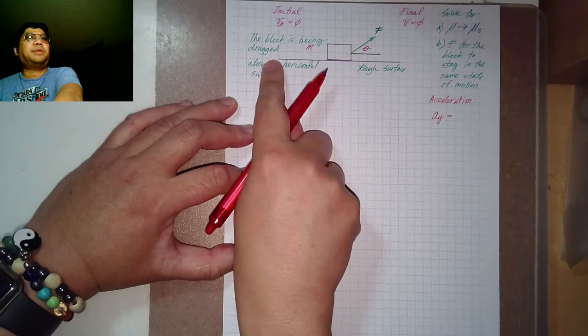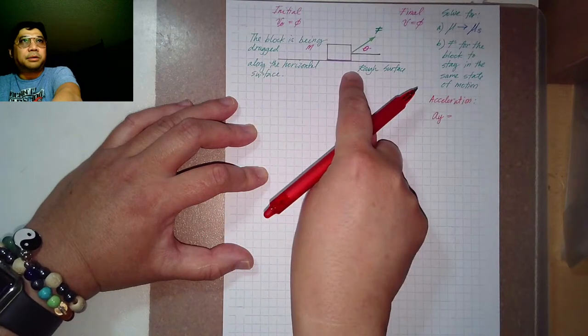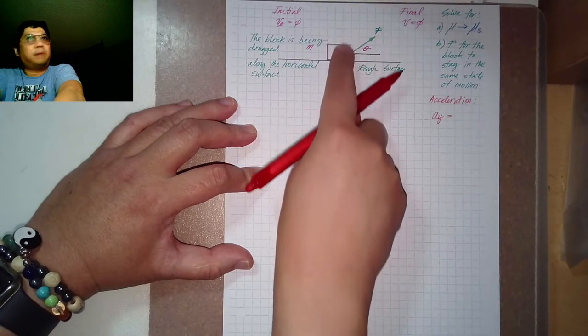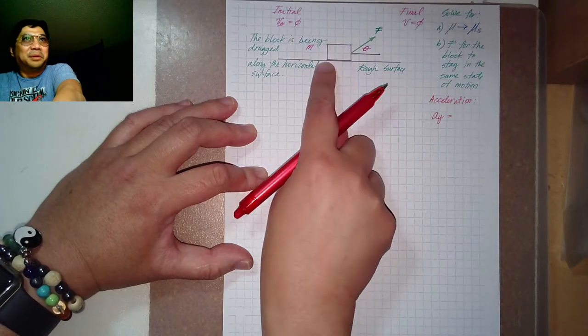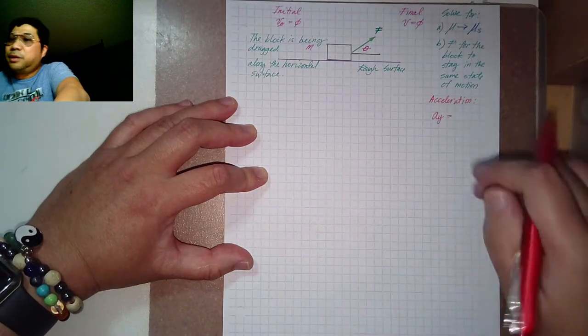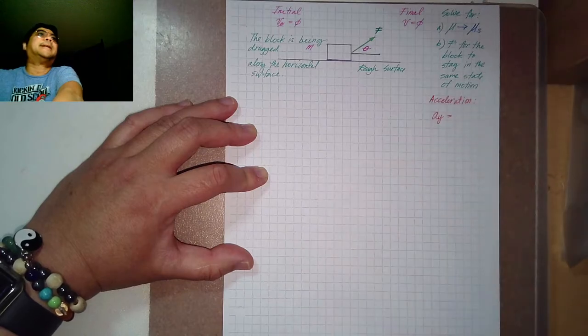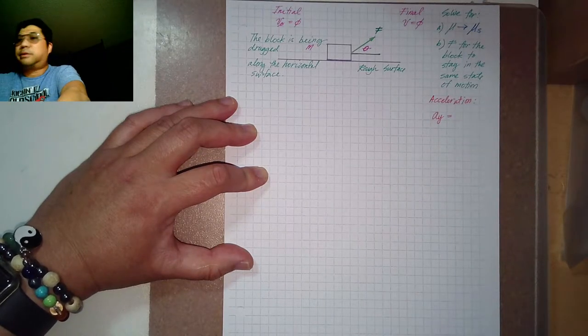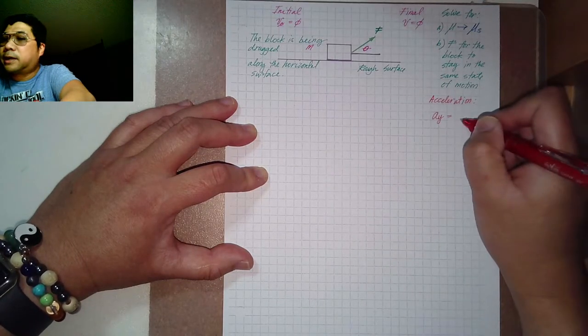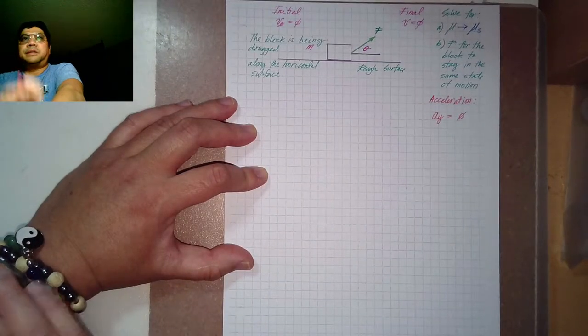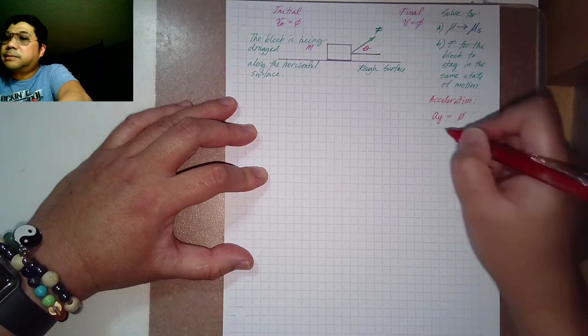Since it states that the block will be dragged along the horizontal axis, it's not going to move up, and definitely it's not going to go lower than the surface. So there is no change in direction, no change in the state of motion, no change in rate along the y-axis. Therefore, we can say that the acceleration is zero along the y-axis.